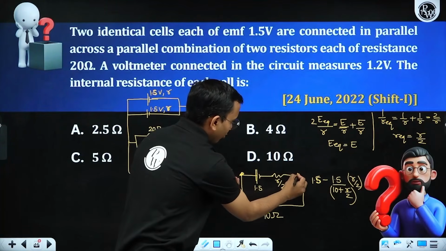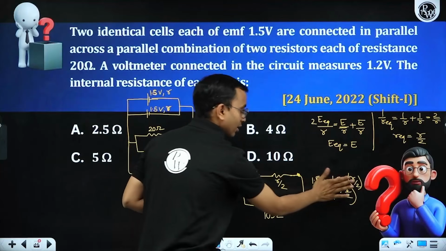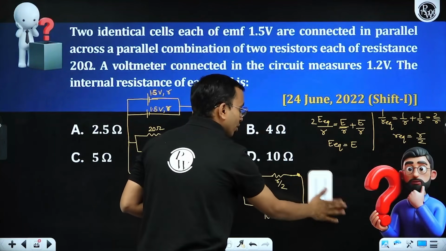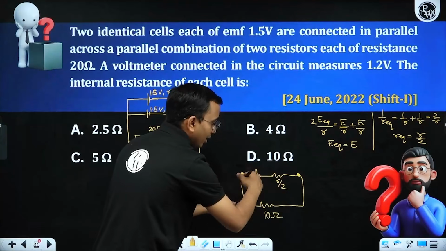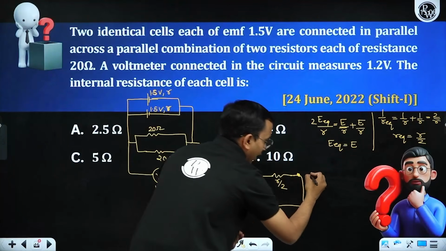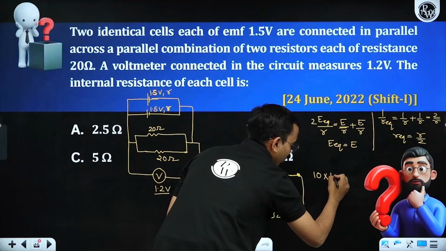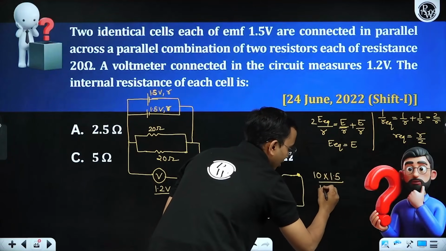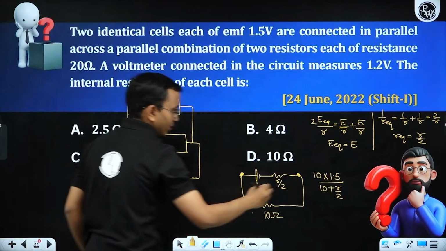I need to write this potential across, or you can directly say across the 10 ohm resistance. Either you write this equation, or you can directly say that it is across the 10 ohm resistance, and how much will that be? That will be 10 into the current. Current is 1.5 divided by 10 plus R by 2. It's the same thing, and this is given to us as 1.2.